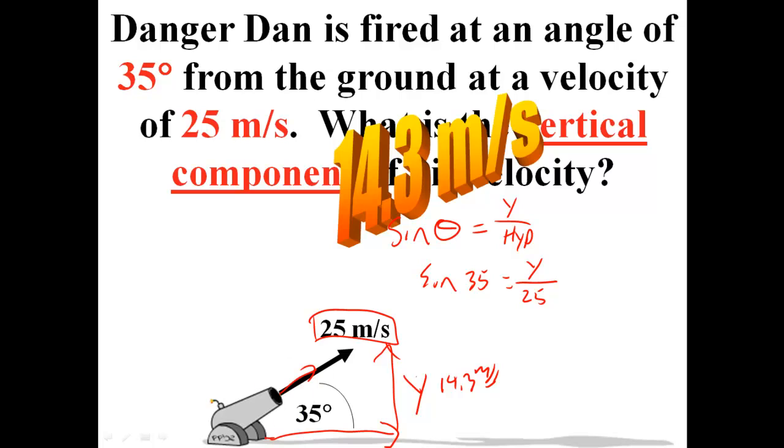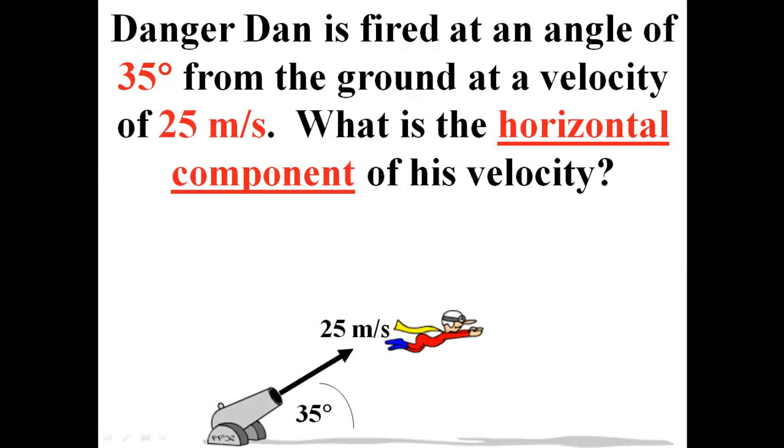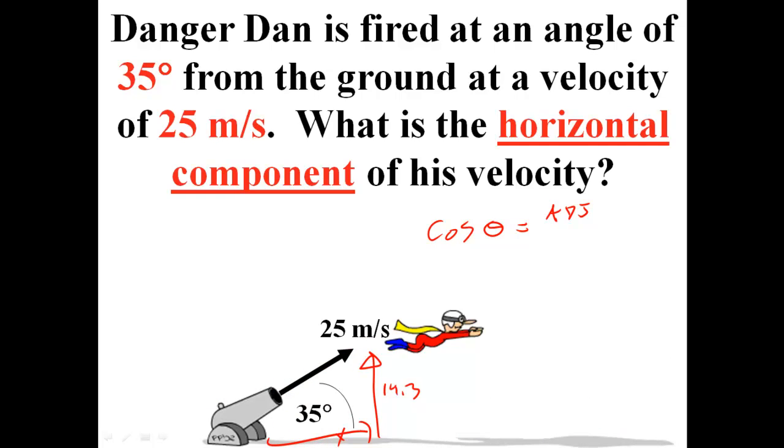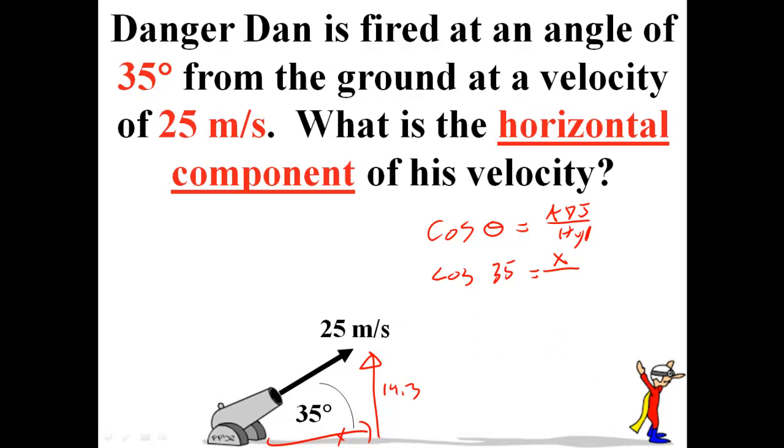You know what's coming. How about the x component, the horizontal velocity? This one. We know this was 14.3. Well, this looks like a cosine problem for the x. The cosine of the angle is the adjacent side over the hypotenuse. So the cosine of 35 is equal to the adjacent side, that's our unknown, divided by the hypotenuse, which is 25. And when you solve that, you should get 20.5 meters per second.